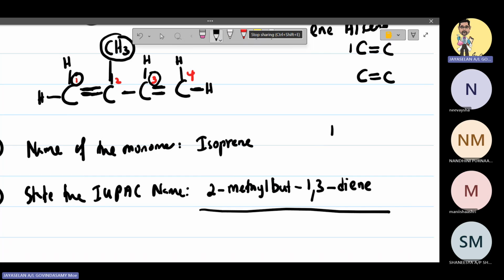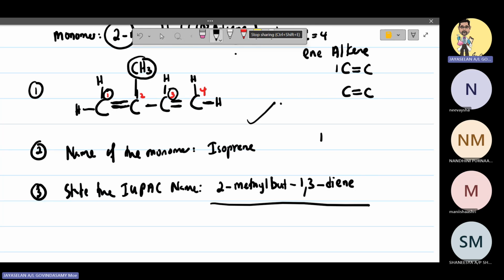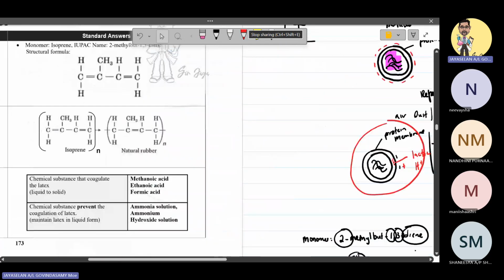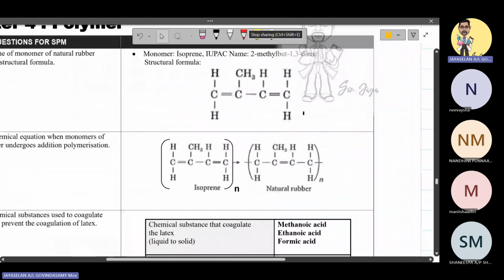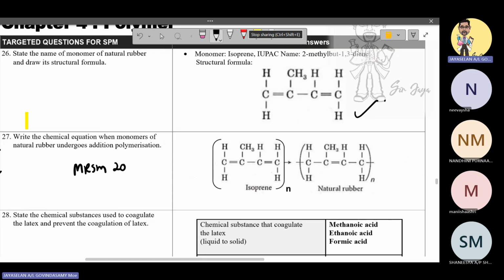Settle. In the exam, maybe you will get it like this, or they ask you to draw. But my target, you all will get it like this. Any question? The drawing is in the module. So here you see, got. Okay, this question came out in the MRSM 2019 paper.